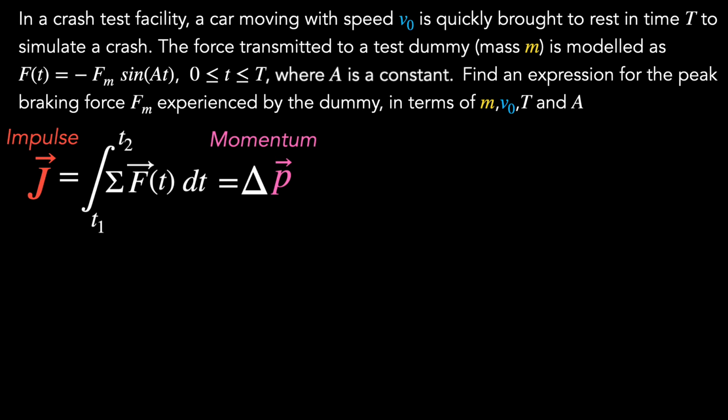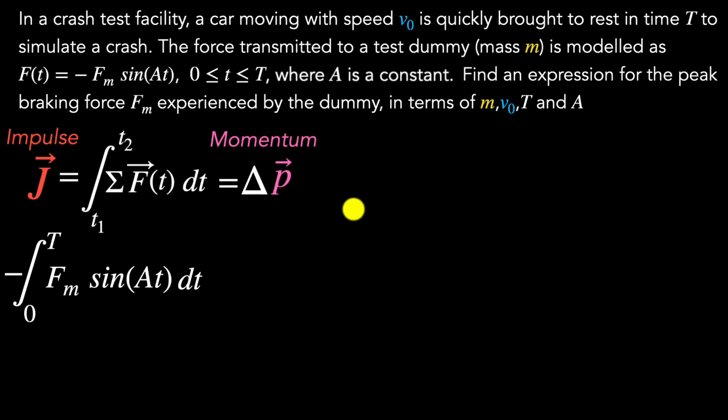So let's do this. On the left-hand side, we have the integral. What are the bounds of this integral? Well, it's given over here, right? T is the time it takes to bring this car to a stop, and at time t equal to 0, this force starts acting. So it's mentioned in the problem. Our bounds of the integral are going to be from 0 to capital T. What's the net force acting on this dummy? Well, this is the only force that's mentioned, so we're going to assume there are no other forces in the horizontal. The net force on the dummy would be just this much. So I can take the negative sign outside and I'll have Fm times sin(at) dt.